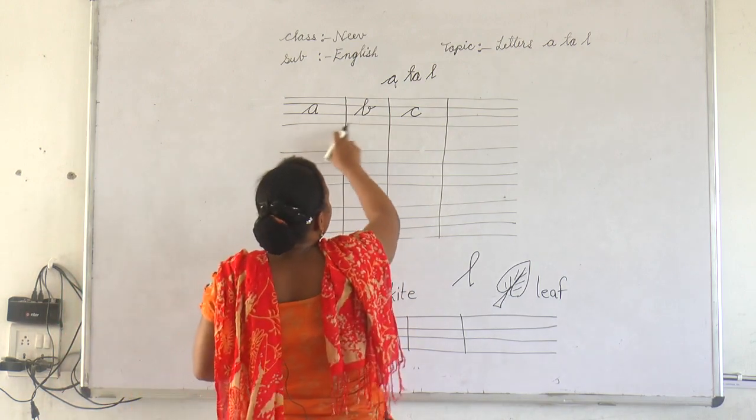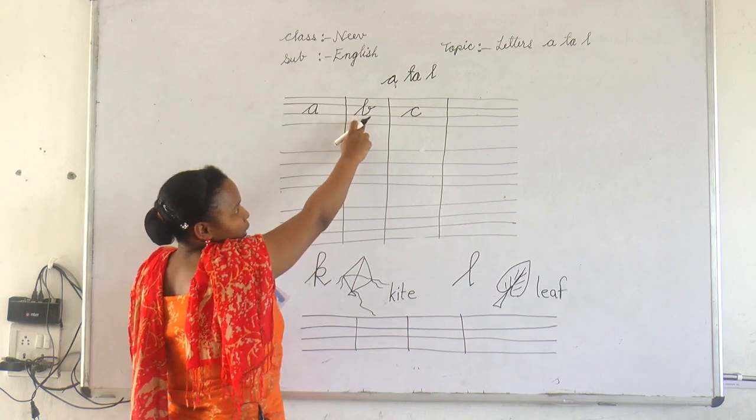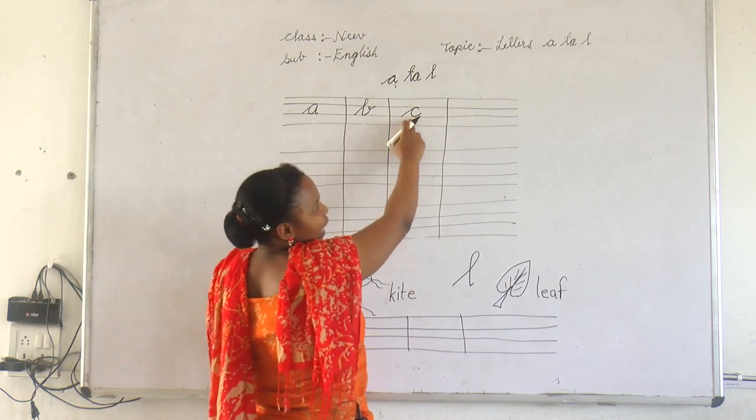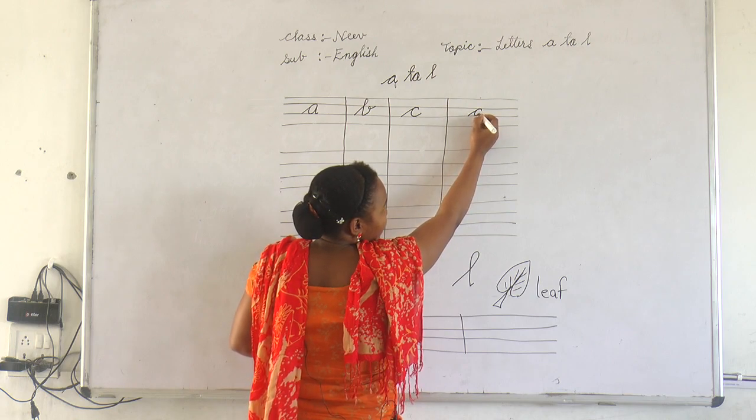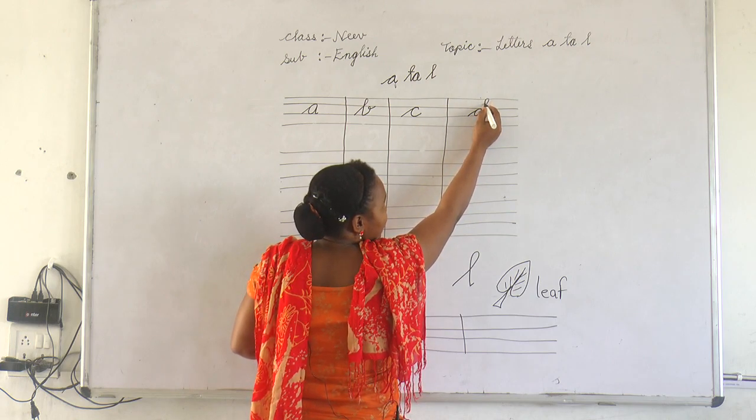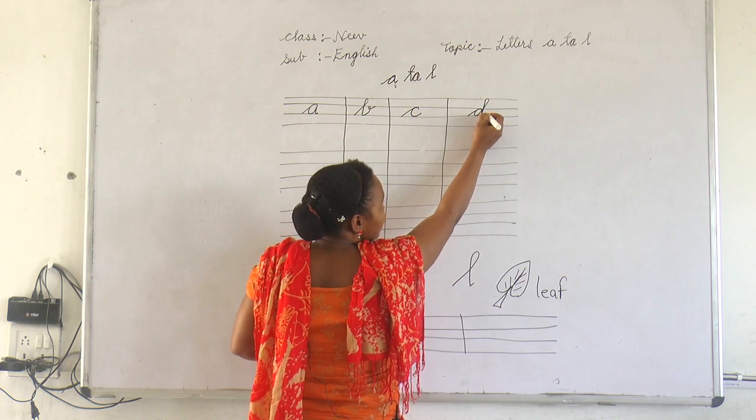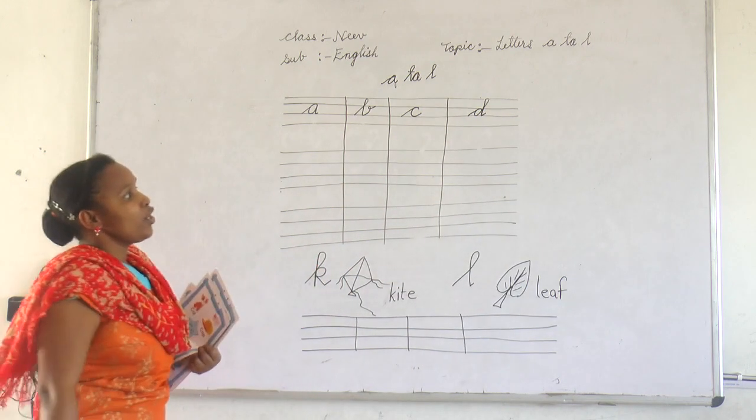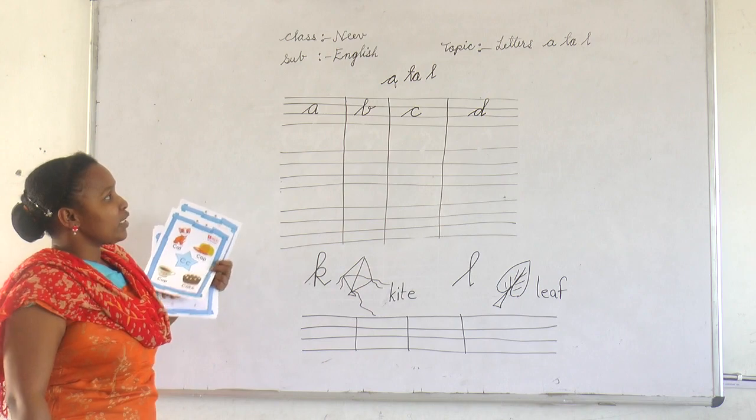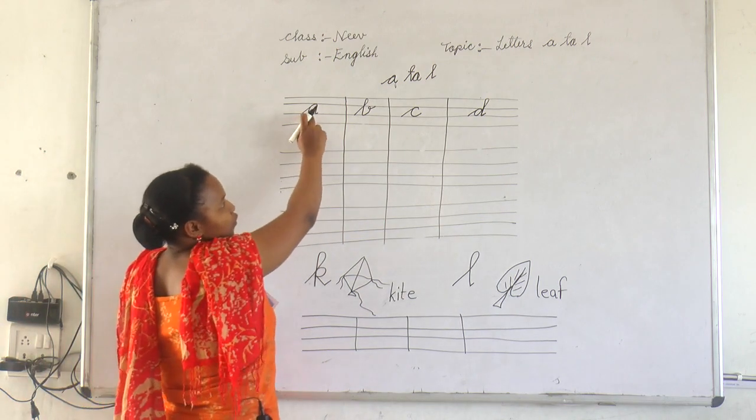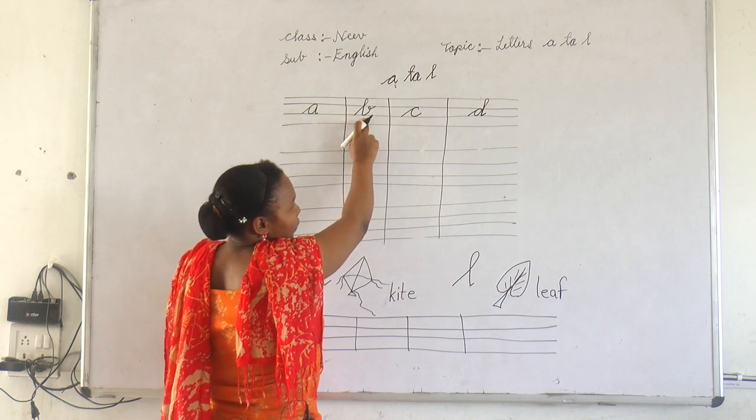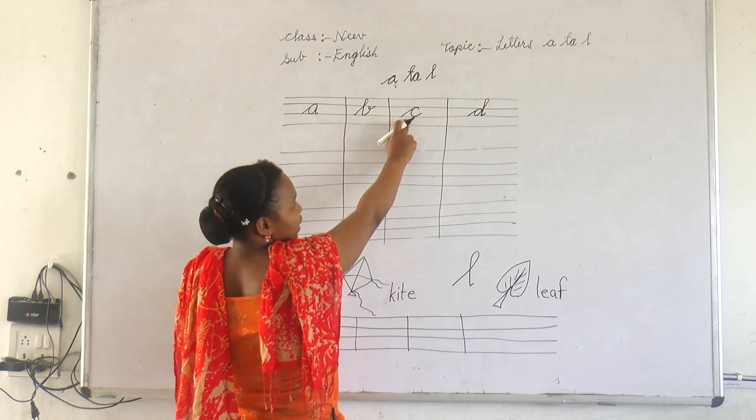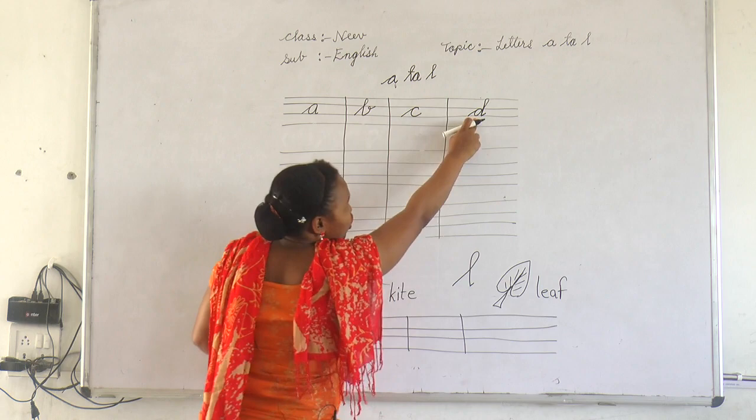Okay, after C, A, apple, B, ball, C, cat, D, dog. Make a C, then go touch up, slant line, come back down, touch the line, like this, D. To remember, if you forget the letters, you have to start from the beginning. A, apple, B, ball, C, cat, D, dog.